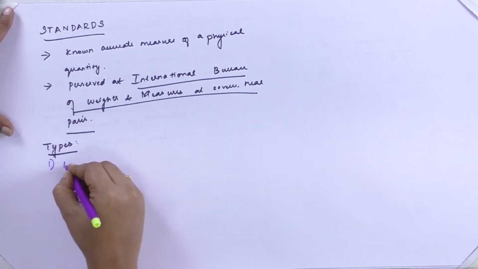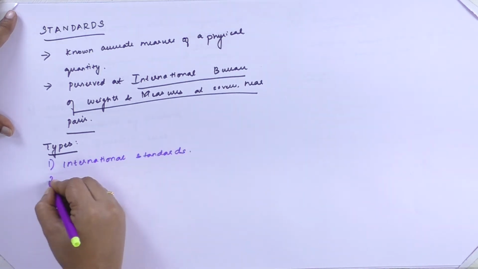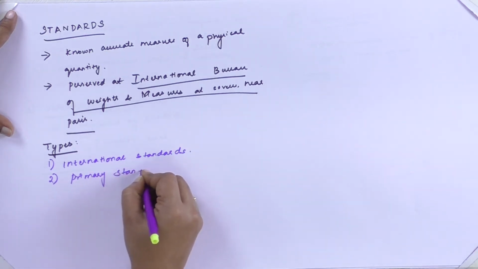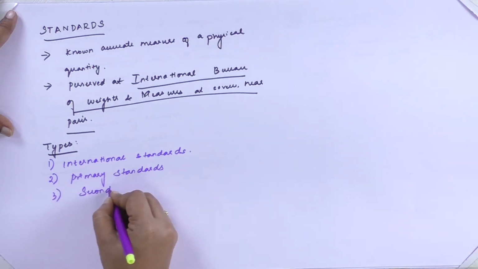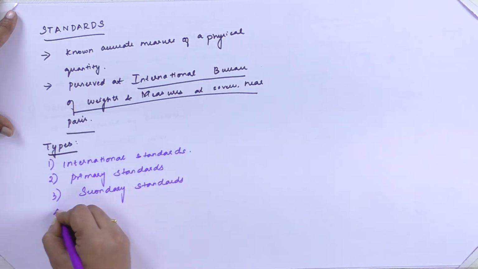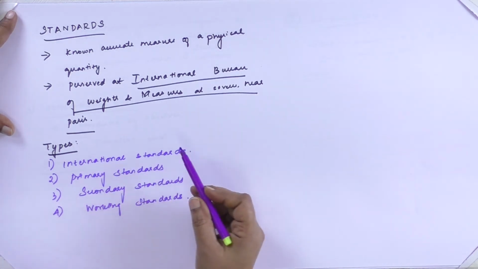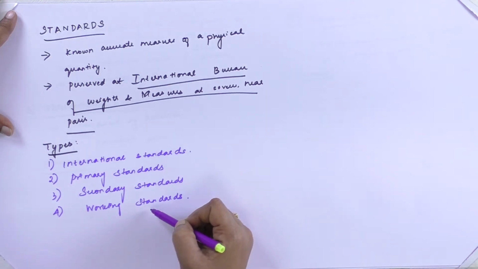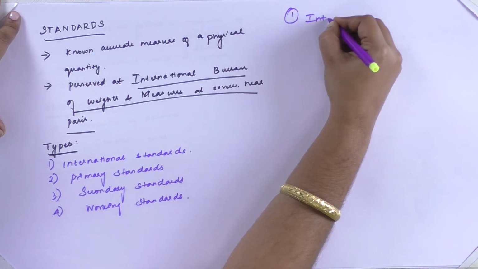The first type of standard is international standard. Second one is primary standards. Third one is secondary standards. And the fourth one is working standard. There are 4 types of standards: international standard, primary standard, secondary standard and working standard. First we will see what is international standard.